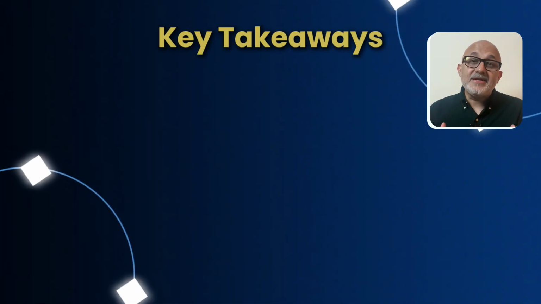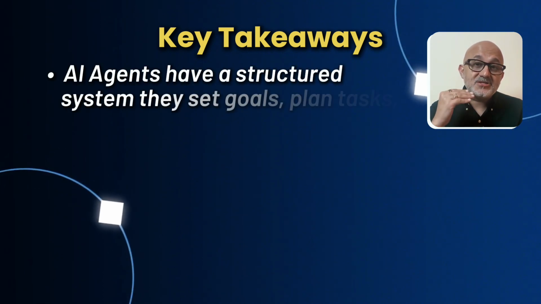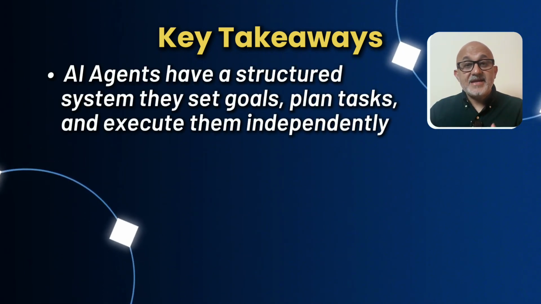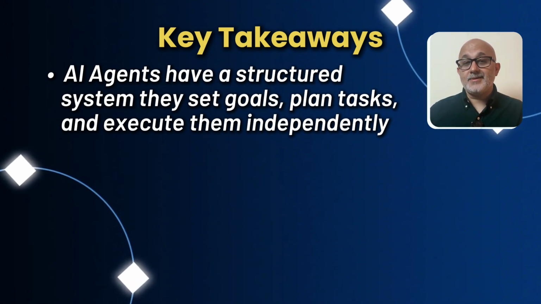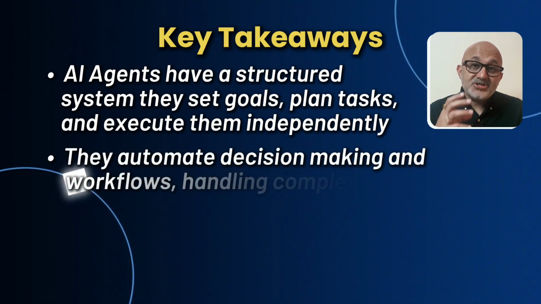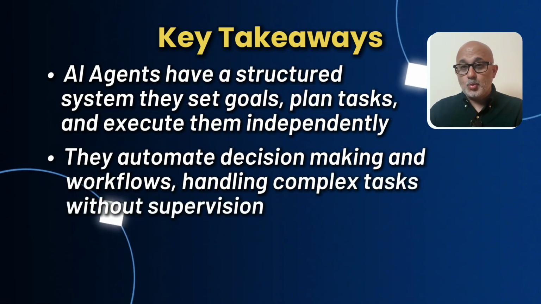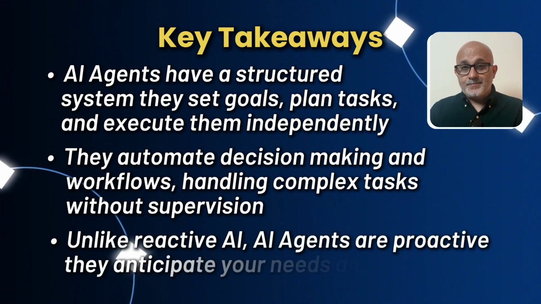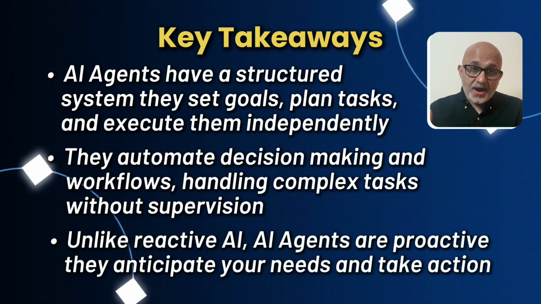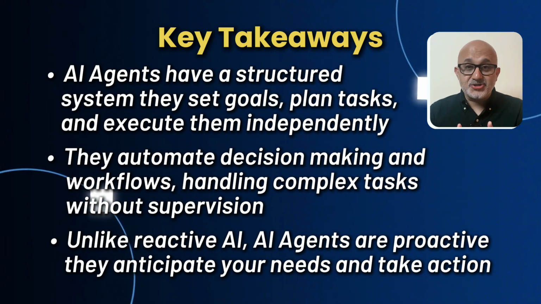Well, the key takeaways here are that AI agents have a structured system. They set goals, plan tasks, and execute them independently. They automate decision making and workflows, handling complex tasks without any supervision. And unlike reactive AI, agents are proactive, they anticipate your needs and take action.